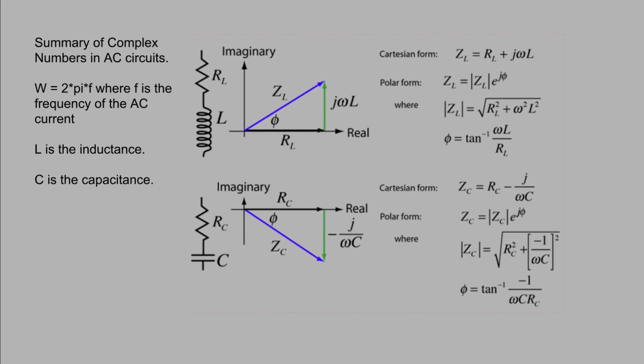In summary, complex numbers can be used to model the effect inductors and capacitors have on current and voltage in AC circuits. This means that resistance is represented on the real axis and reactance is represented on the imaginary axis.